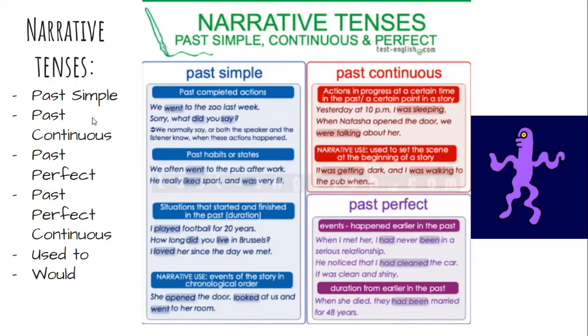The past continuous, in narrative tenses, is for context. This is to set the beginning of the story, giving the reader an idea that they are immersing themselves in the story. As the example says, it was getting dark and I was walking to the pub when something happened. Or last Monday, I was walking home, or the other day I was cooking. So we use it to set the context of the story.